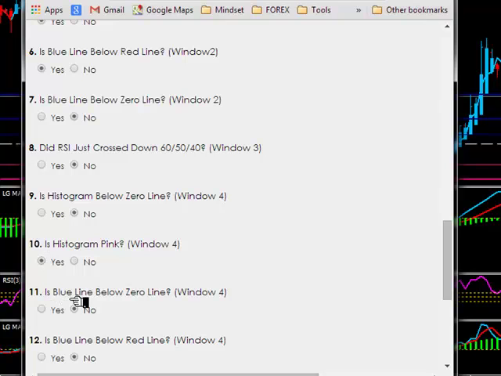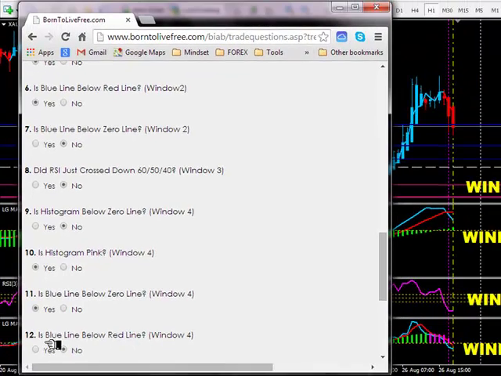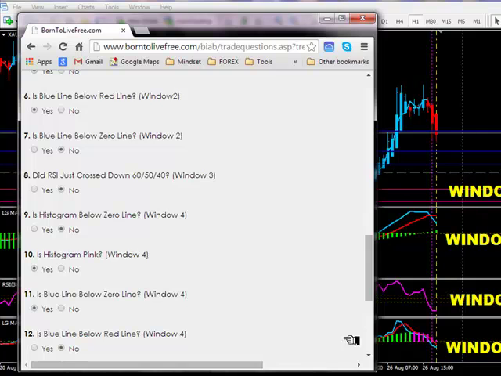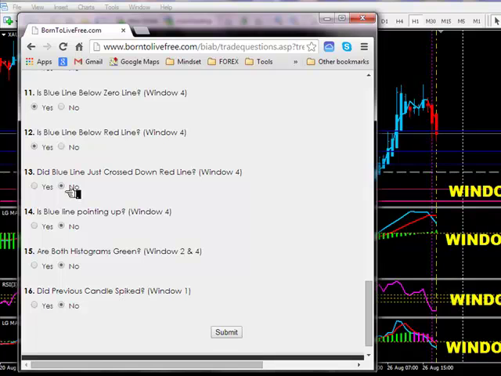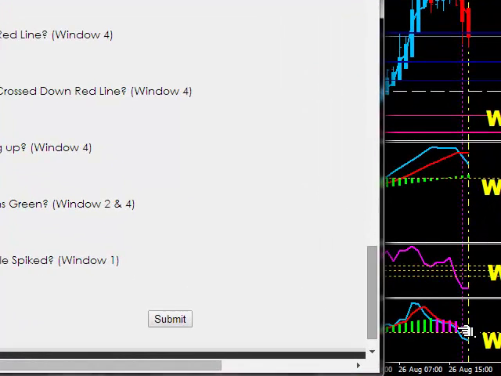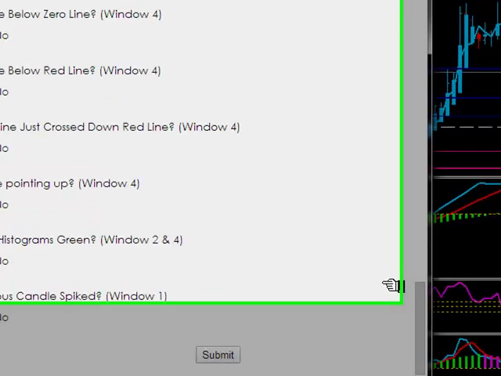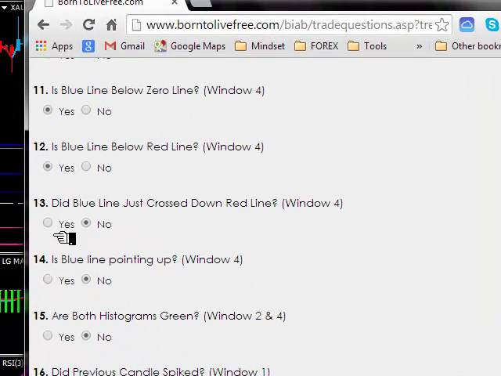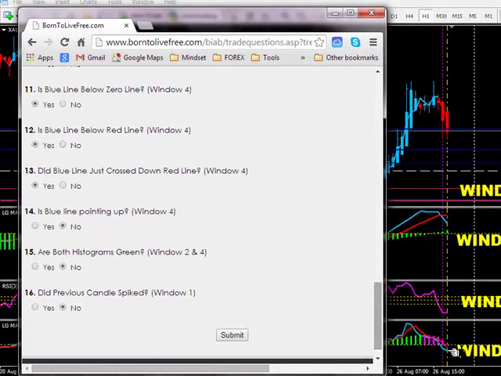10, is the histogram pink? Yes. 11, is the blue line below the 0 line? Yes. Question 12, is the blue line below the red line? Yes. Question 13, did the blue line just cross down the red line in window 4? Okay, it happened there, and that's within 2 candles. So by definition, that's a yes. 14, is the blue line pointing up in window 4? No.